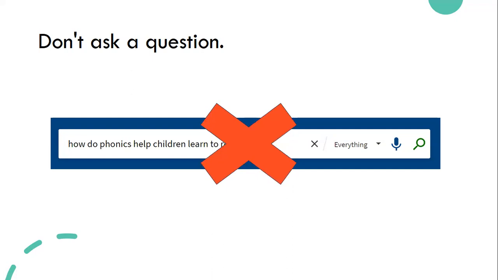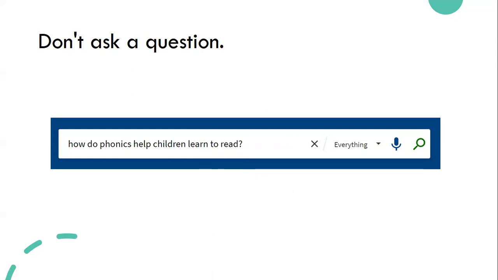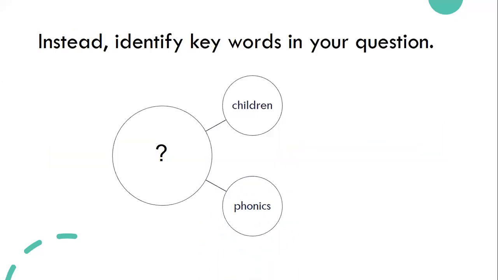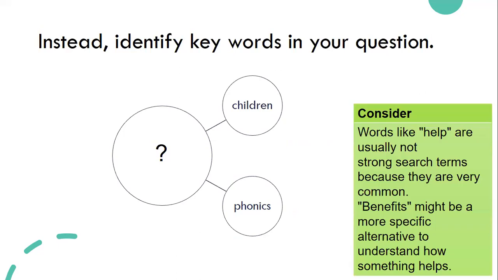Instead, if we are, say, looking for articles about how phonics help children learn to read, we want to identify the key words in our question. What do we need to find in an article for it to be about this topic? And in this case, there's two main concepts, children and phonics. I like to highlight that often we have the impulse to include a word like help. How does it help or how? But that's a really broad word that's used in a lot of different articles. In fact, probably a good 80% of articles will have the word help or how in it somewhere, right? So that's not a particularly useful term for searching.